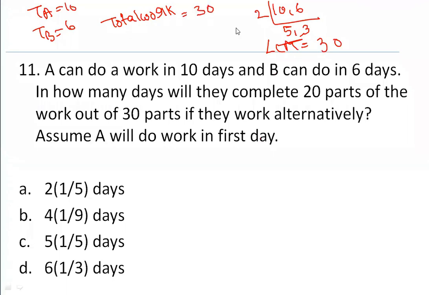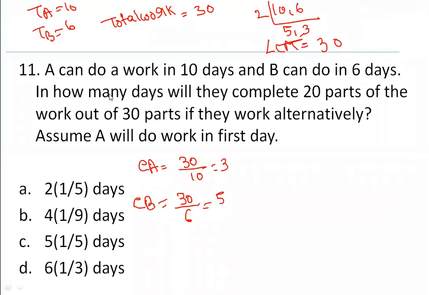Using the total work and the time that we have, calculate the efficiency of A. Efficiency of A is equal to total work 30 divided by 10, which is 3 units in a day. Efficiency of B is equal to 30 divided by the time taken by B, which is 6, which equals 5 units in a day.